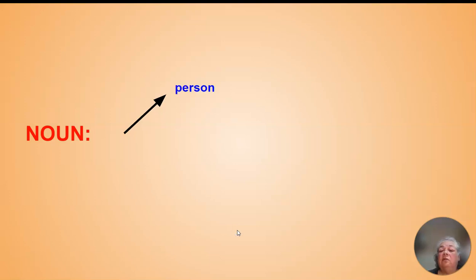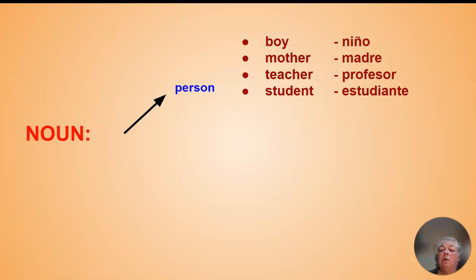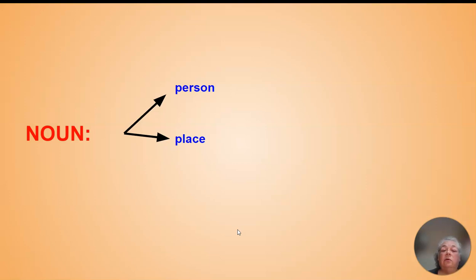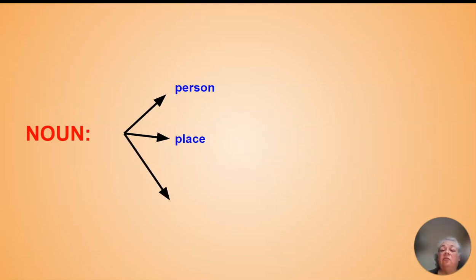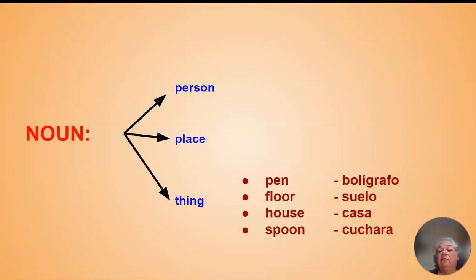Examples of words that refer to persons: boy, niño, mother, madre, teacher, profesor, student, estudiante. Examples of nouns referring to places: river, río, country, país, street, calle, Madrid, Madrid. And examples of nouns that refer to things: pen, bolígrafo, floor, suelo, house, casa, spoon, cuchara.